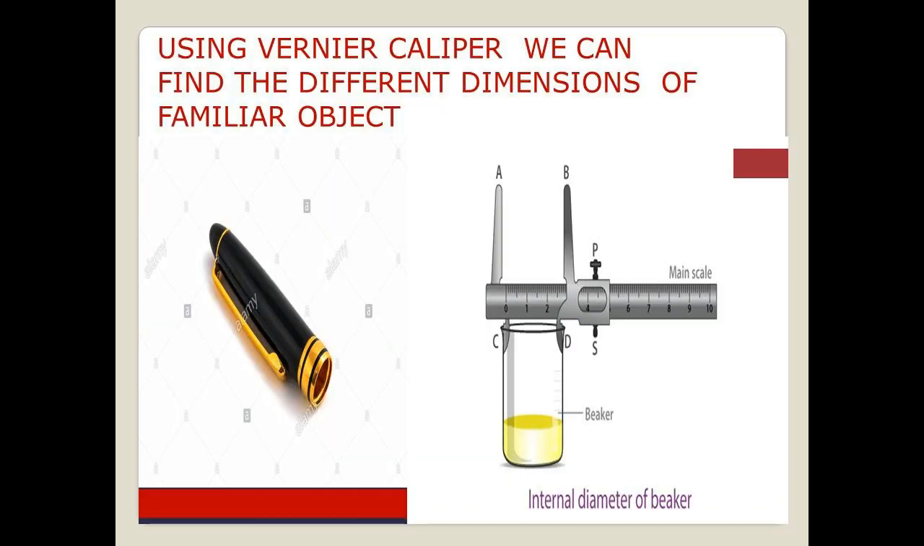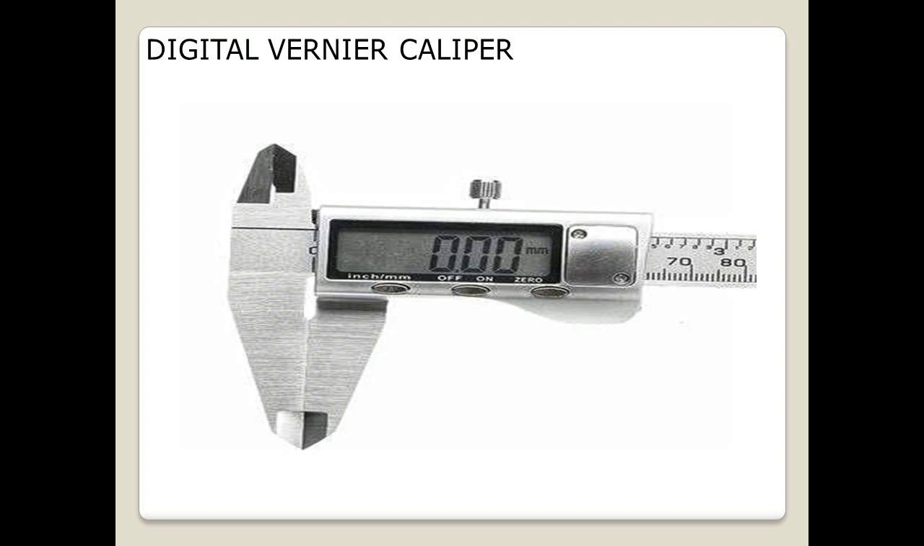Using this vernier caliper, we can find different dimensions of familiar objects. For example, we can find the diameter of your pen cap using a vernier caliper, and also the internal diameter of a beaker. Nowadays we have the digital vernier caliper. This digital vernier caliper has a digital display on the slider, which calculates and displays the measured value. The user need not manually calculate the least count, zero error, etc.